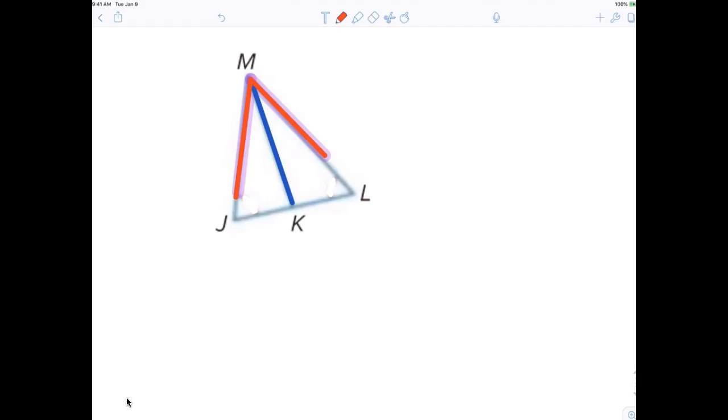Look right here now. Everything's okay. So look, this right here, say it one more time. This segment bisects this angle. Therefore, this angle is congruent to this angle. That's what that means. All right?